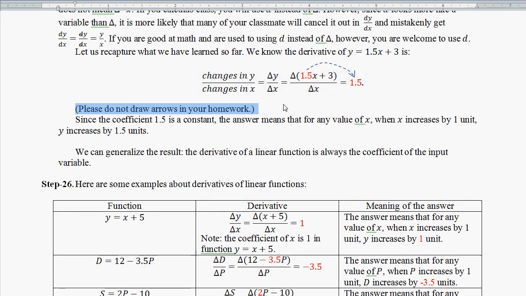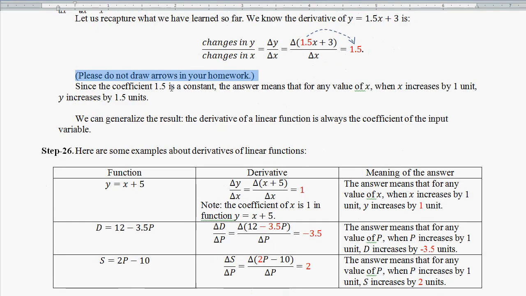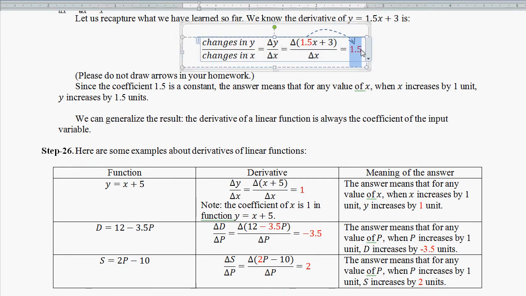Now remember, this is a constant, right? We don't have an x in it, so when x changes, this number doesn't change. Therefore, it's always 1.5. Now, if people ask you, what does the answer mean? Here's what it means. The answer means that for any value of x, when x increases by 1 unit, y increases by 1.5 units.